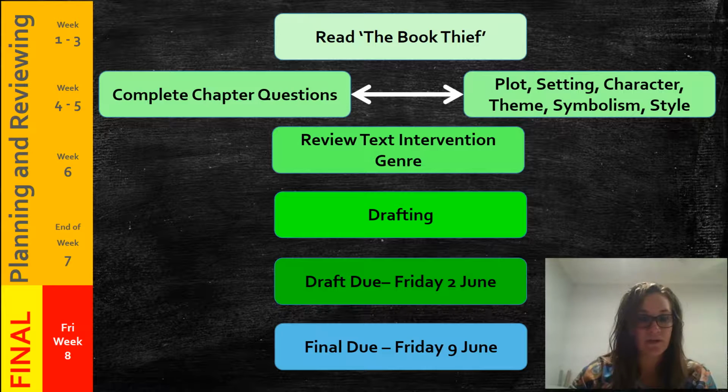Hi 11s, today we're going to go over your process exemplar for your text intervention. So this is your timeline of events. Weeks 1 to 5 we read the book and then we covered your plot, setting, character, theme and symbolism, along with some style work. Then we looked at text intervention genre in week 6. It's drafting in week 7 with your draft due on the Friday, and then your final copy is due at the end of week 8 before you go on block exams on Friday, the 9th of June.